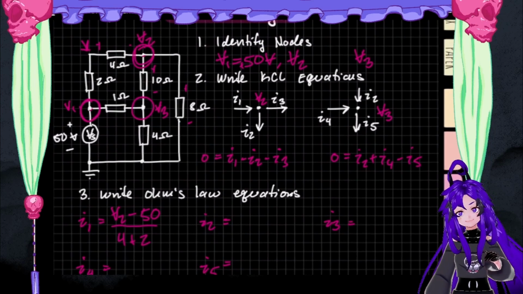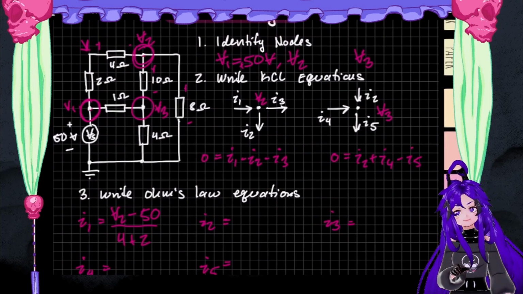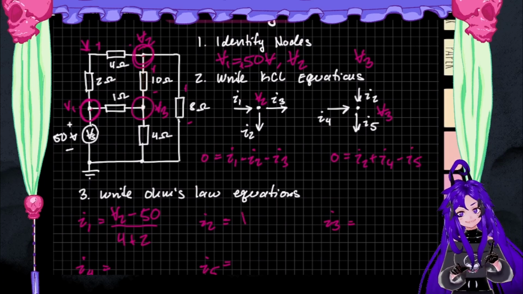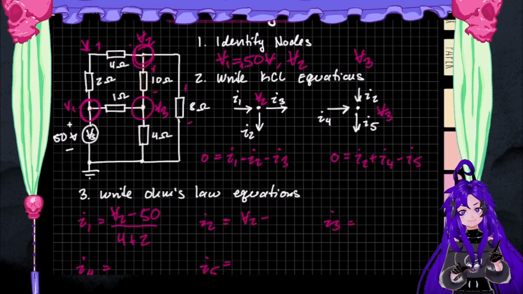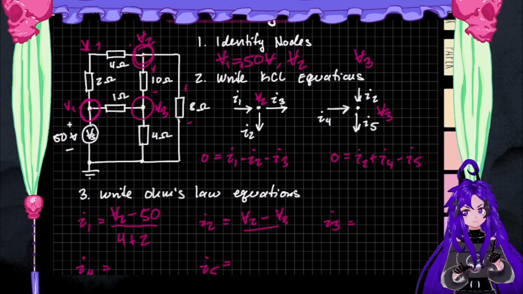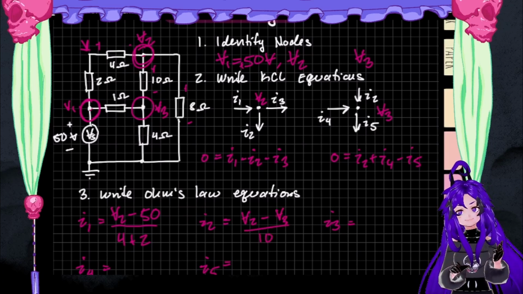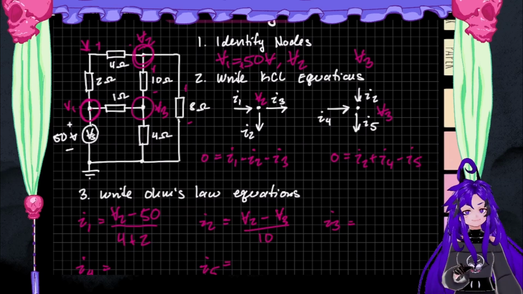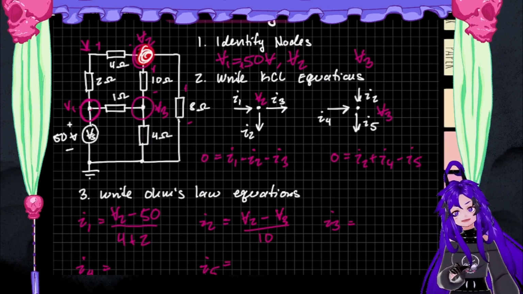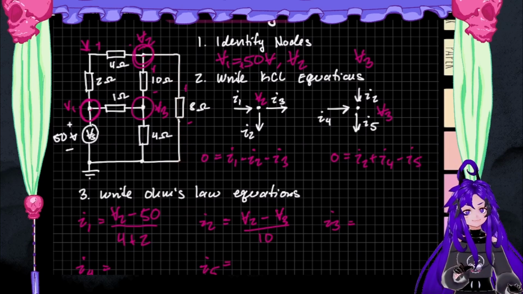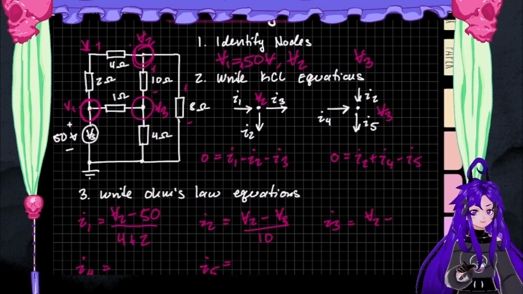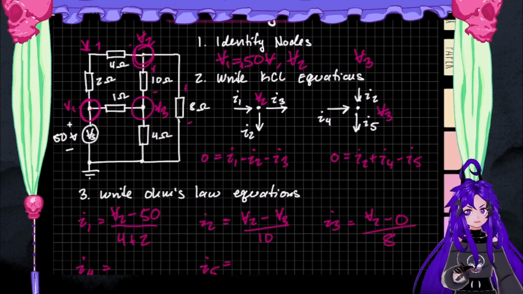Now I2. I2 is the one that goes from V2 to V3. So we're going to say V2 minus V3 over 10. And then we've got I3, right? That one goes from V2 all the way to ground. So we're going to say V2 minus 0 over 8.